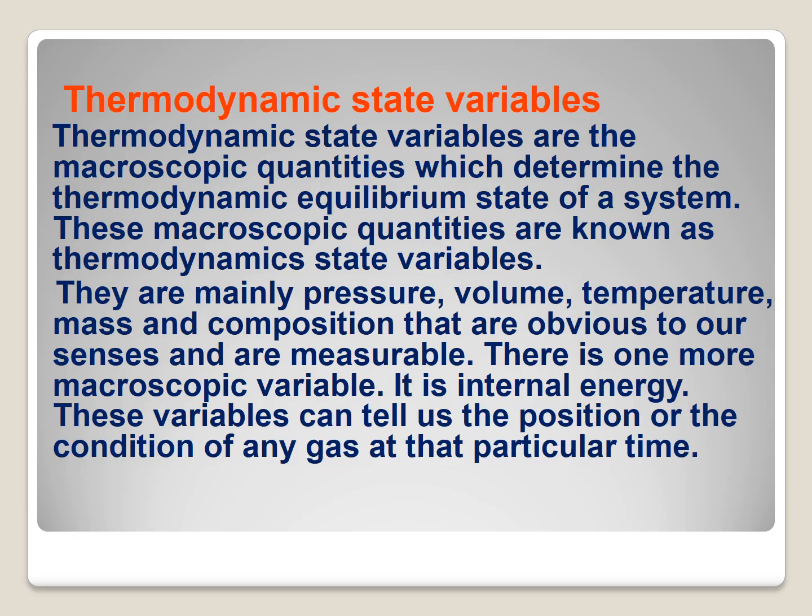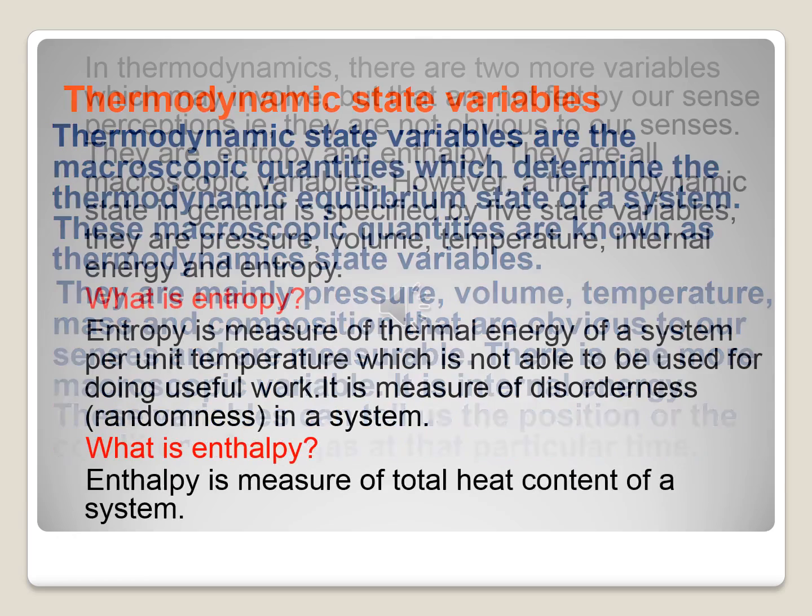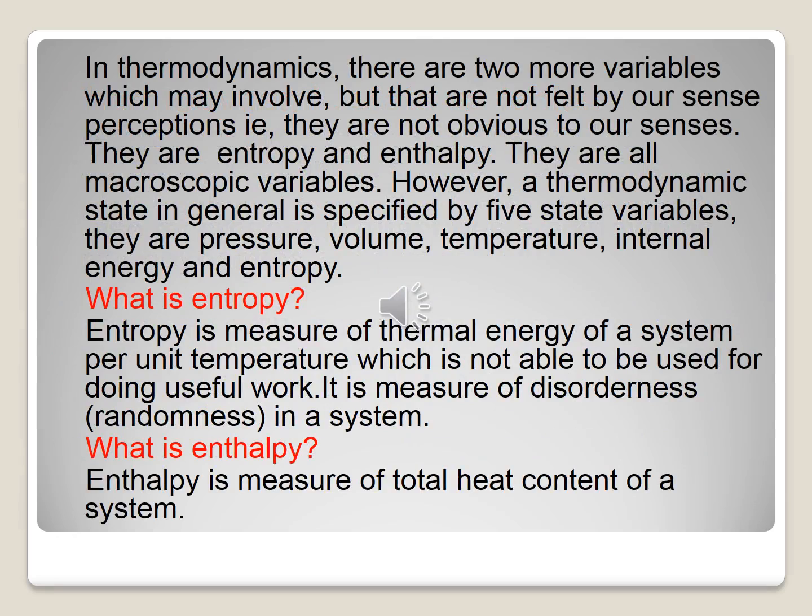You should remember that since these macroscopic quantities describe the behavior of a thermodynamic system, they are known as thermodynamic variables. Since they determine the state of a system at one particular time, they are also known as thermodynamic state variables. In thermodynamics, there are two more variables which may be involved but they are not felt by our sense perceptions. That is, they are not obvious to our senses. They are entropy and enthalpy.